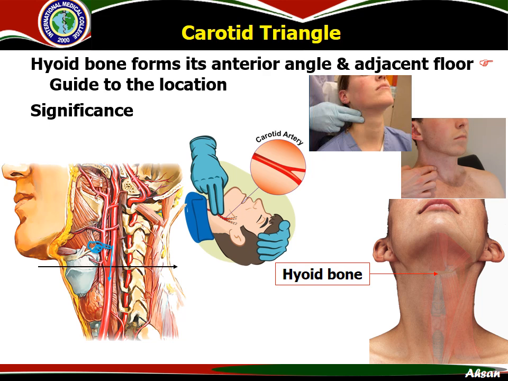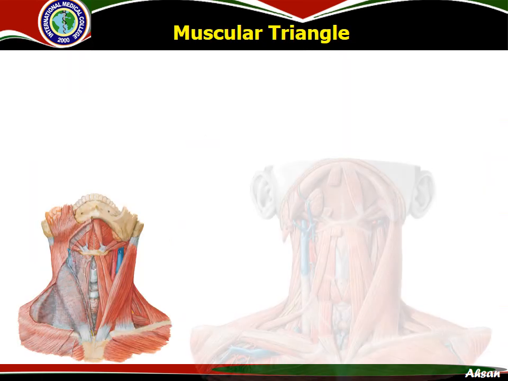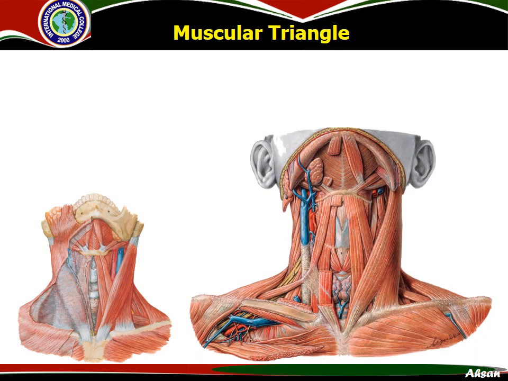These are the photographs showing the way of getting pulsation of the common carotid in the lower figure and the internal carotid in the upper figure. You can see in the figure the mid anterior part of the neck is the muscular triangle. It is below the hyoid bone and above the jugular notch.